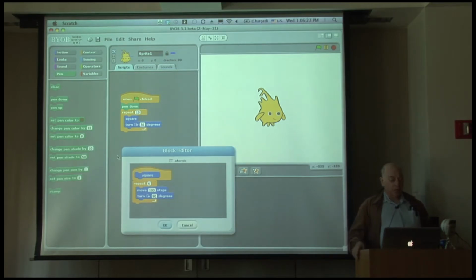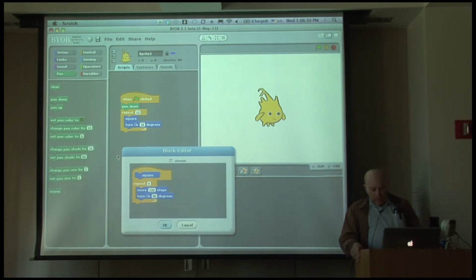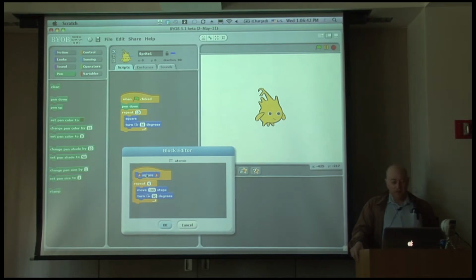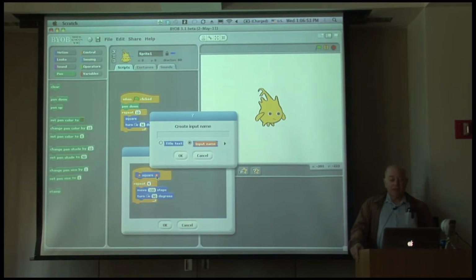Now, I don't like this block because it always draws the same size square. So I want my block to take an input that says how big the square should be. So in the block editor, if I hover over the word square, you'll see, I hope, 2 orange plus signs, one to the left, one to the right. And you can click on either of those to add something. I'm going to click on the right one. And I get this little dialog that says create input name. I'm going to create the name size.